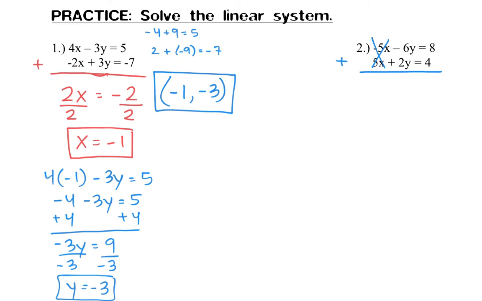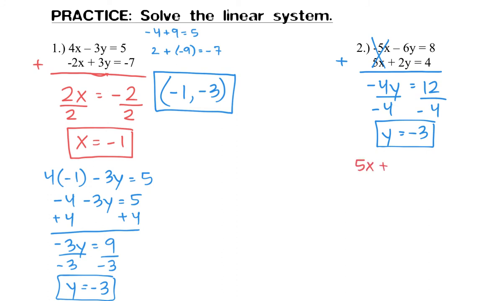Negative 6y plus 2y is negative 4y. 8 plus 4 is 12. I divide each side by negative 4, and I get y is negative 3. Again, I'm halfway there. So now I'm going to plug that negative 3 into either equation. I'm going to go ahead and take the second equation just because that one has more positives. And again, I like to make it as easy as I can.